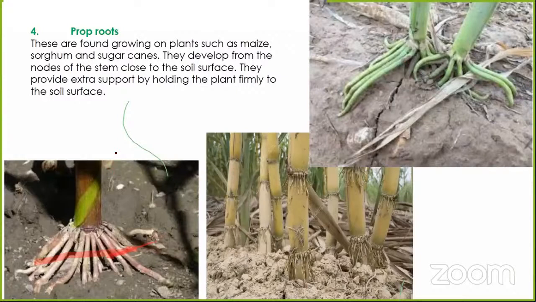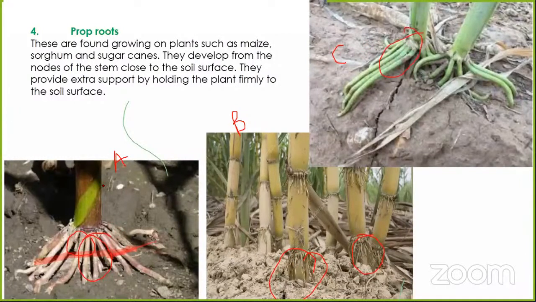Now we are having picture A, picture B, and picture C. Now this is sorghum in picture C. These are sugar canes, but these are what we call the prop roots. They also provide small extra support holding the plant firmly, and that's why they will be immediately close to the ground, like you can see here, and then you can see here. Of course, they are more prominent in the sorghum and then the maize plant.